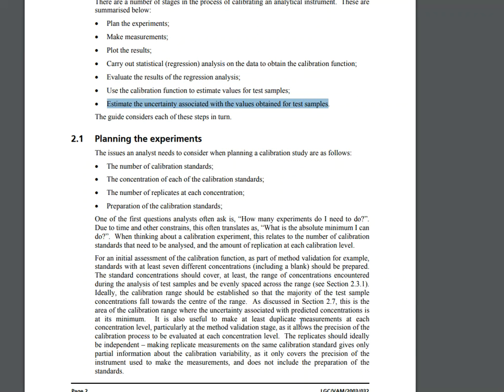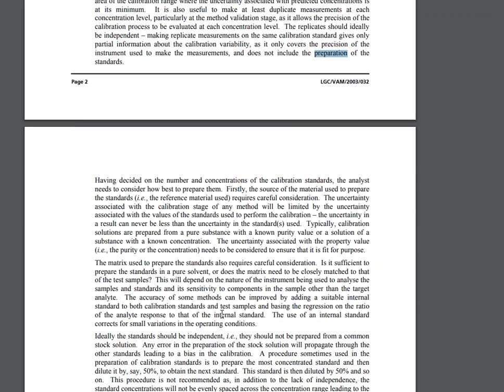It's also useful to make at least duplicate measurements at each concentration, particularly at the method validation stage, because it allows you insight into the precision of the equipment. Making replicates on the same calibration standard gives partial information about the variability, as it only covers the precision of the instrument. It does not include the preparation, which means you, right? We're only testing the instrument when we do that. So that's a little bit of their suggestions to a laboratory. These are the things that you probably would want to do, and we're listing them out for you.